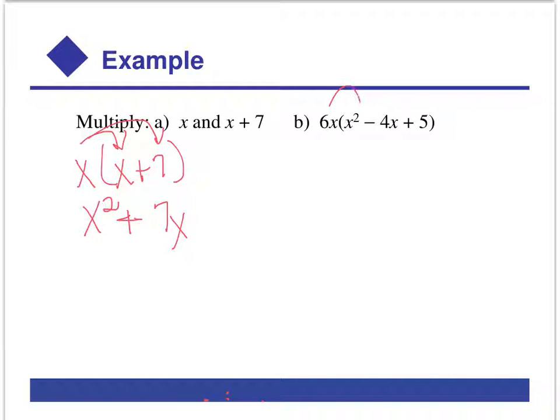Alright, you have to multiply all the way through, and they have to touch each one. So 6x times x squared becomes 6x to the third. 6x times negative 4x becomes negative 24x squared, and then 6x times 5 is positive 30x.